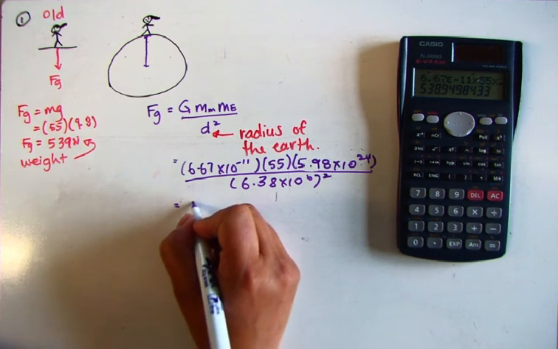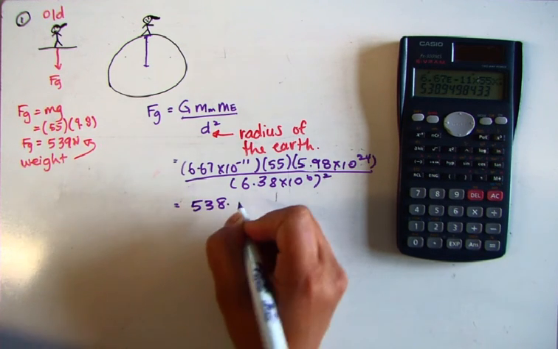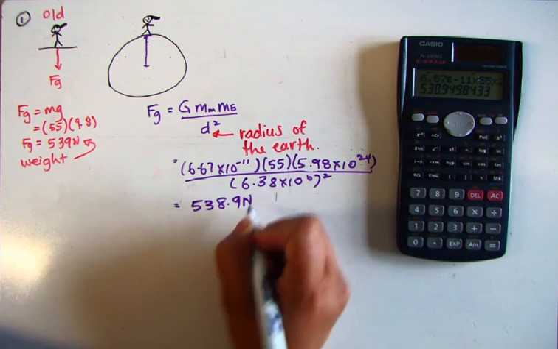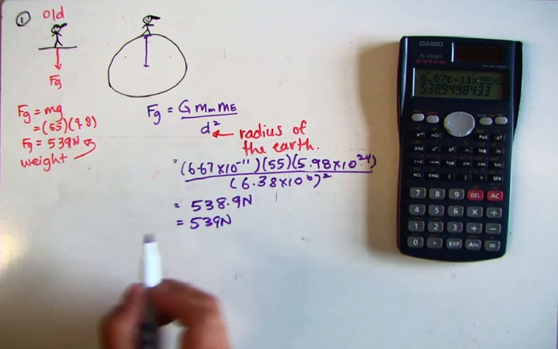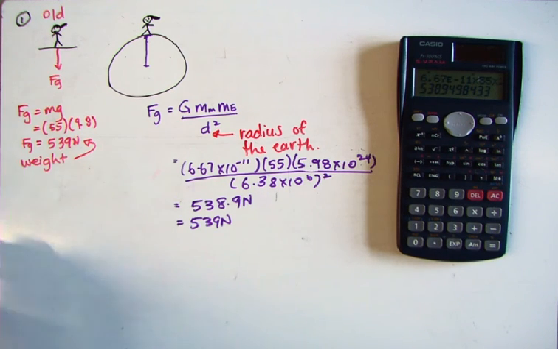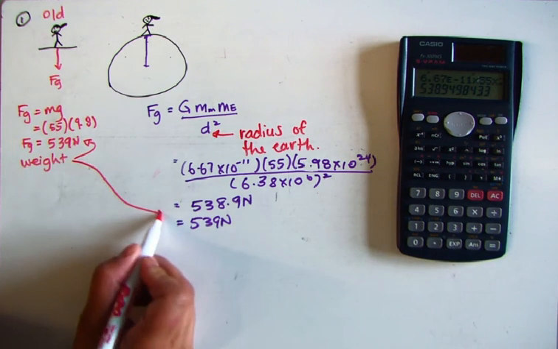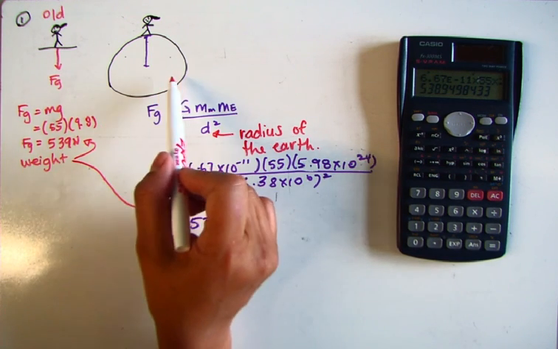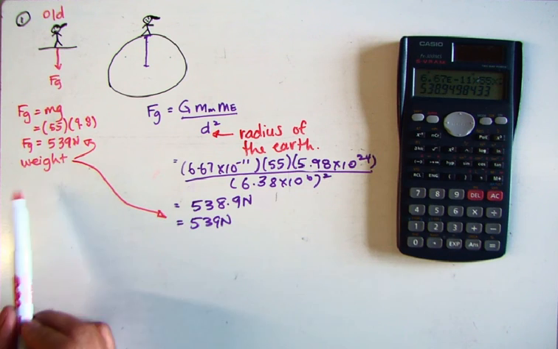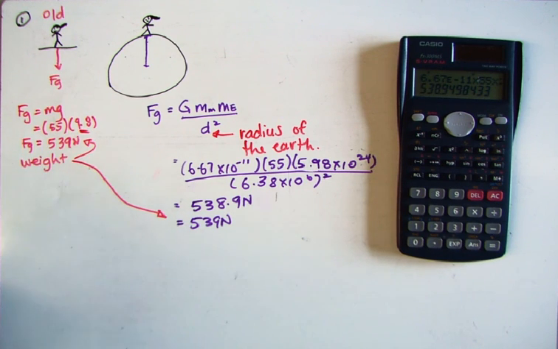And that gives me a number of 538.9 newtons, which you can see rounds to 539 newtons. So these two, again, are the same. So the weight is the same in both examples. They should be the same because this is supposed to be universal. It's supposed to work everywhere. This 9.8 only works on the surface of the Earth. So that's how we use it.